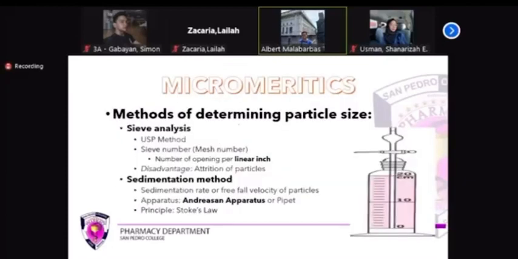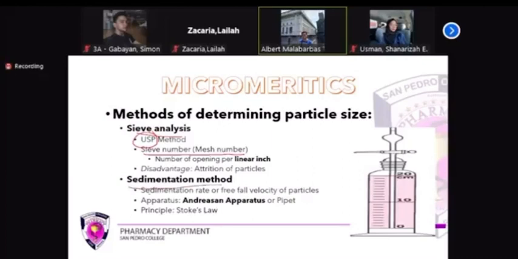Okay, next we have your sieve analysis. So for sieve analysis, just remember that this is the USP method of determining particle size. So what is done is your powders are passed through sieves, and sieves are identified or marked with a sieve number or a mesh number. Next, we have your sedimentation method.